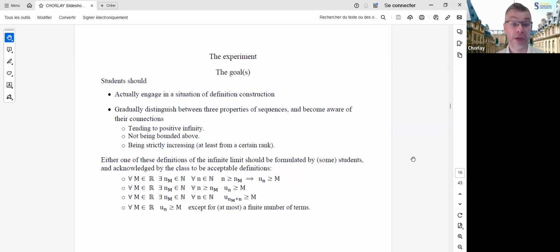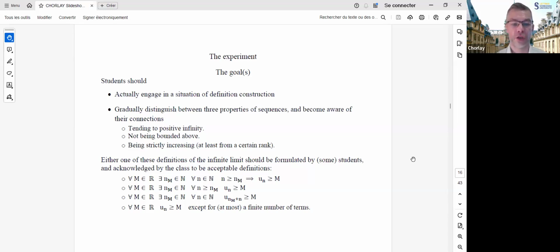And of course, we would like to formulate a correct definition of the infinite limits. So we'd like some students to come up with them, and would like the rest of the students to acknowledge the fact that they make sense and they fulfill the expectations regarding a definition of the infinite limit.